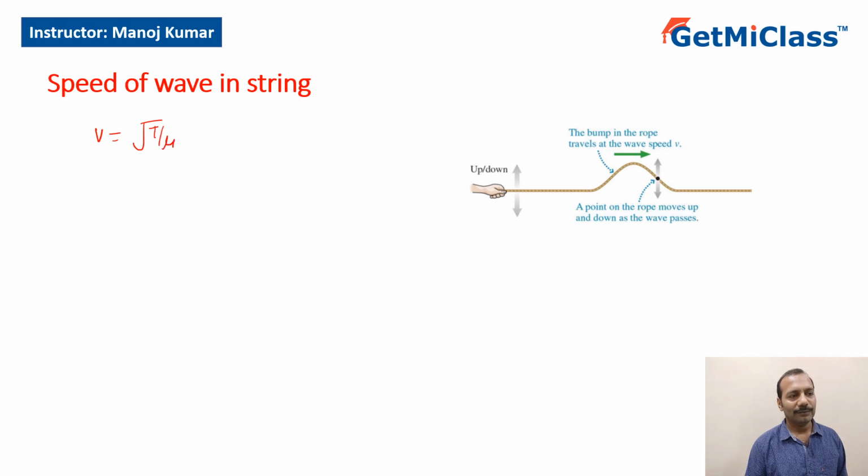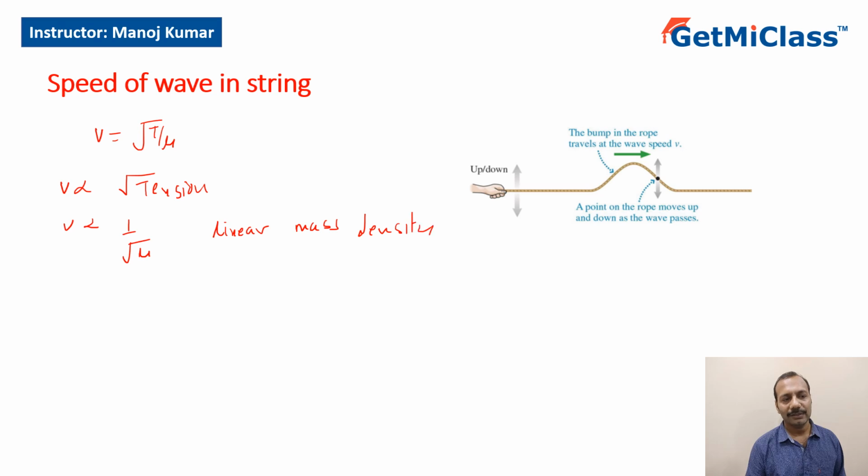So again, what does that mean? V is directly proportional to the square root of the tension in the string. So if more tension is there, then the speed with which the pulse is transferred is more. And V is inversely proportional to the square root of mu, that is linear mass density. Greater linear mass density would mean lower speed of the pulse. So these are the two parameters on which the speed of a transverse pulse produced on a string depends.